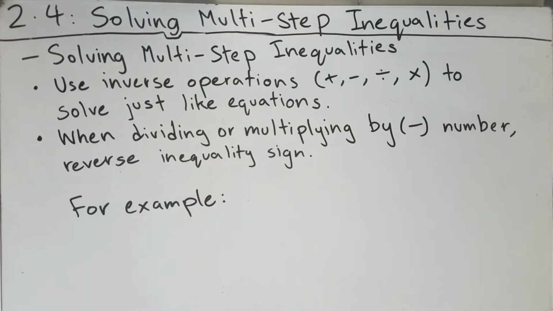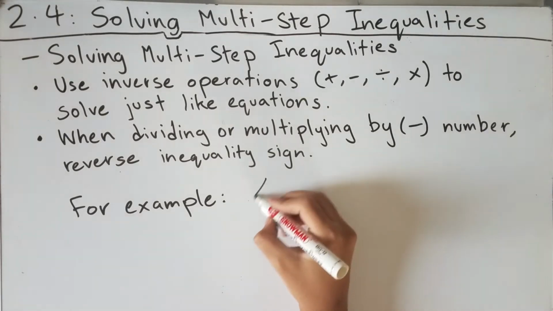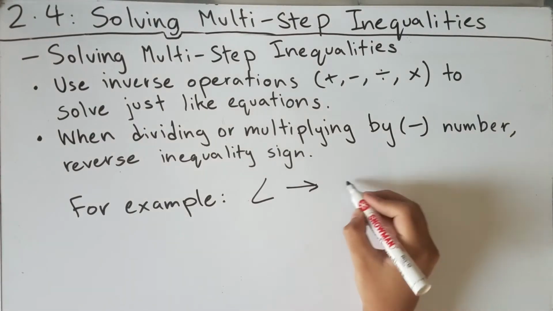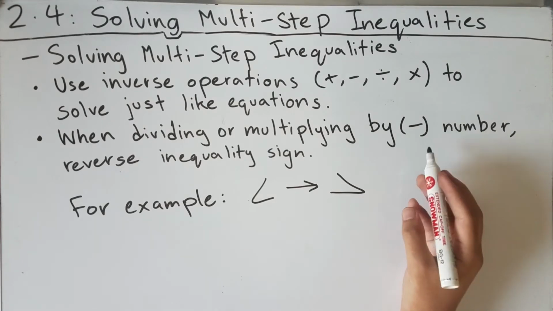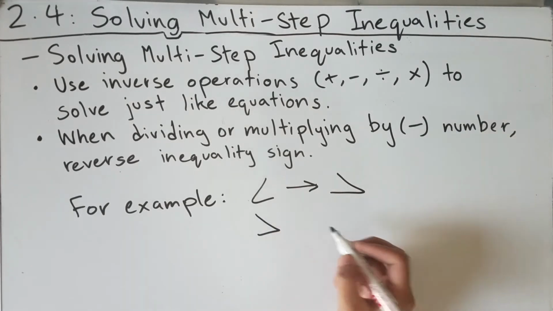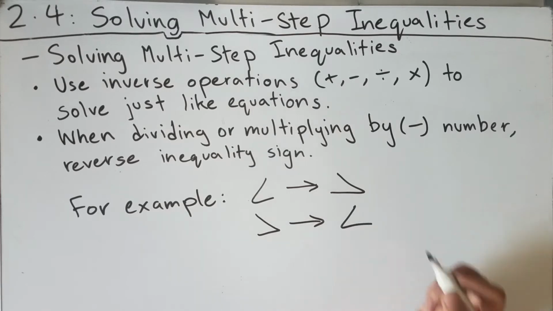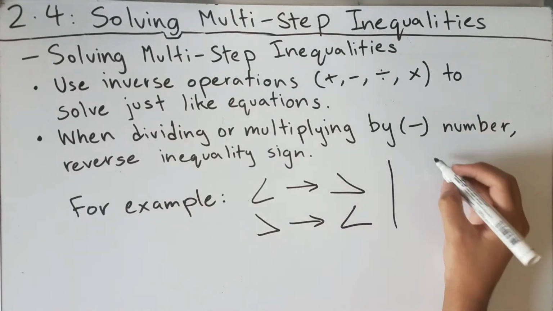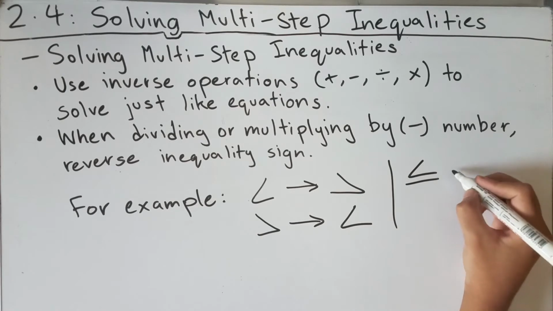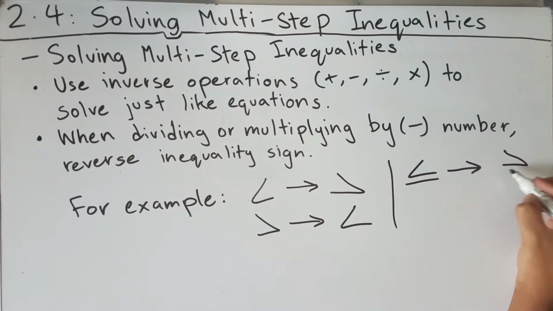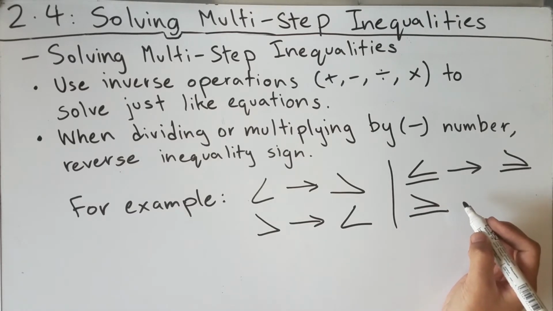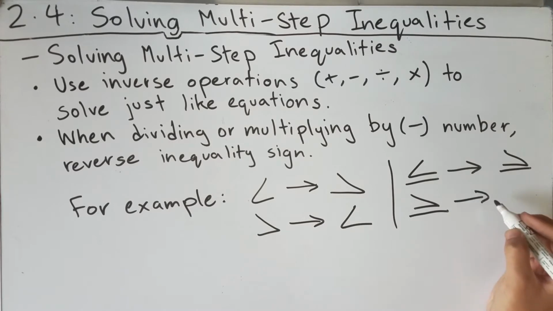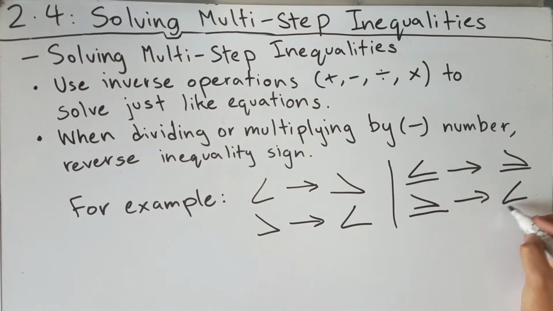For example, if you have the original inequality sign less than, then you would swap it to greater than when you're dividing or multiplying by a negative number. And similarly, if you originally had the greater than sign, then you'd switch it to the less than sign. For the other two, if you had the less than or equal to sign, then you'd swap it to the greater than or equal to sign. And finally, if you had the greater than or equal to sign in your original inequality, then if you divide or multiply by a negative number, that sign will flip to less than or equal to.